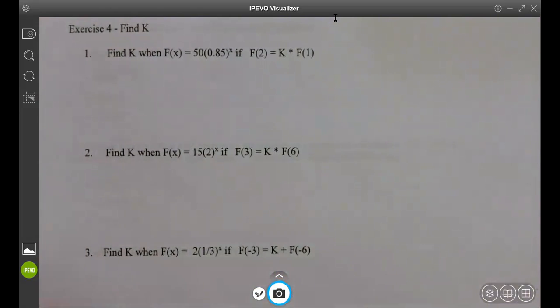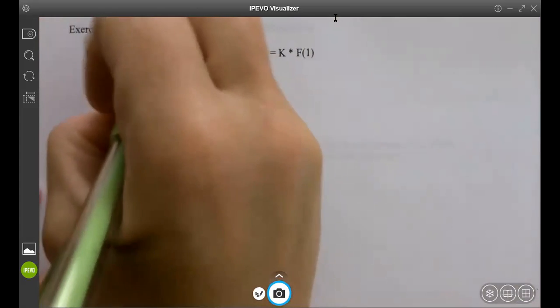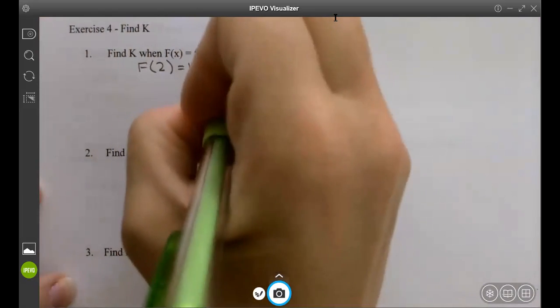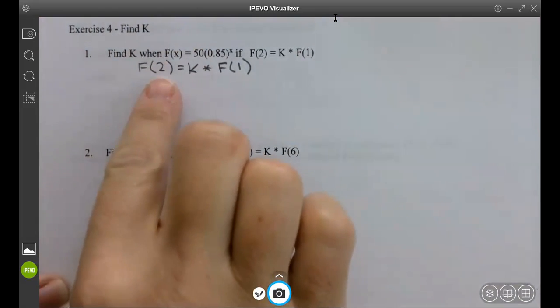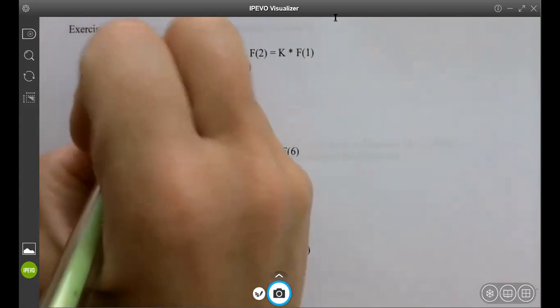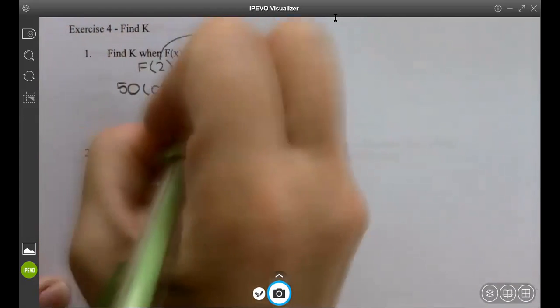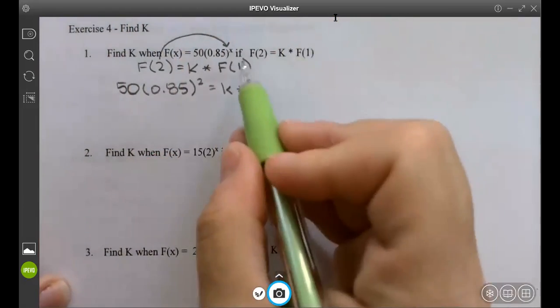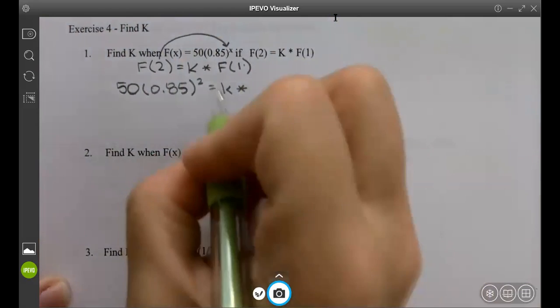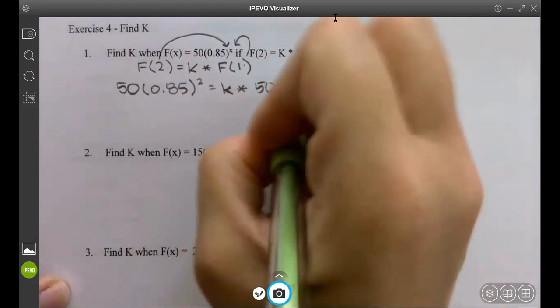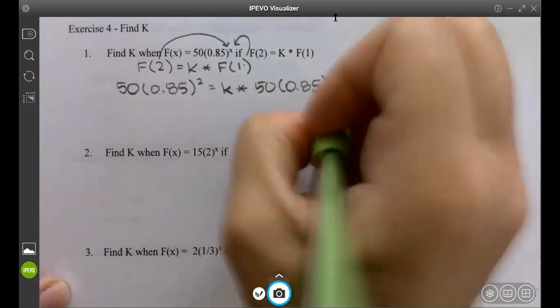Okay, so be smart about this. I'm going to rewrite it so you can see it. F of 2 equals k times f of 1. What does f of 2 mean that we do? Plug in 2. So 50 times 0.85 to the second equals k times, what does f of 1 mean? Plug in 1, so we're going to put the 1 in there. 50 times 0.85 to the 1.